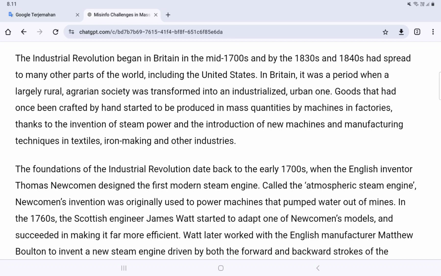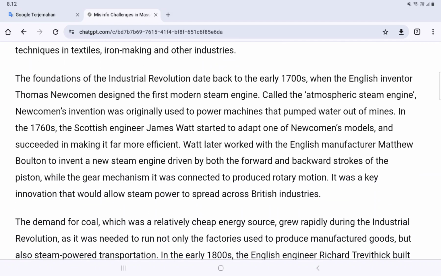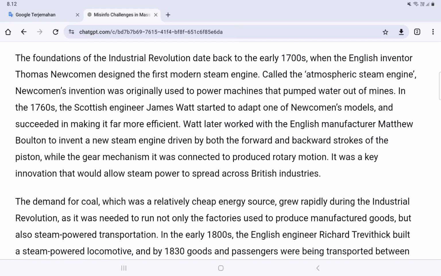Goods that had once been crafted by hand started to be produced in mass quantities by machines in factories thanks to the invention of steam power and the introduction of new machines and manufacturing techniques in textiles, iron making, and other industries. The foundations of the Industrial Revolution date back to the early 1700s, when the English inventor Thomas Newcomen designed the first modern steam engine. Called the atmospheric steam engine, Newcomen's invention was originally used to power machines that pumped water out of mines.